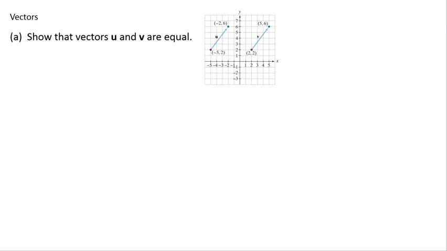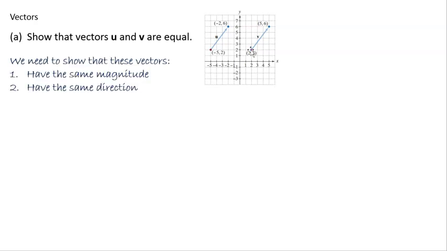In math, you're not supposed to just look at something and go, yeah, it looks right. You're supposed to prove it. Same thing with the length or the magnitude of these vectors. So there's two things we've got to show. We've got to show that these two vectors have the same magnitude and that they have the same direction. Now remember, magnitude is length. Any ideas how to find the length of these vectors?